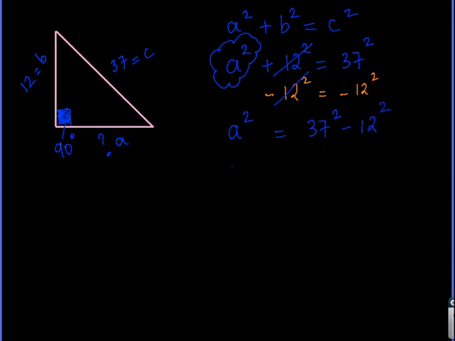Okay, now it's time to do a bit of a long multiplication. So 37 squared means 37 times 37. Let's just do some long multiplication quickly. So just set it up like that. 7 times 7 is 49, so carry the 4. 3 times 7 is 21. 21 plus 4 is 25. So that's the 25.